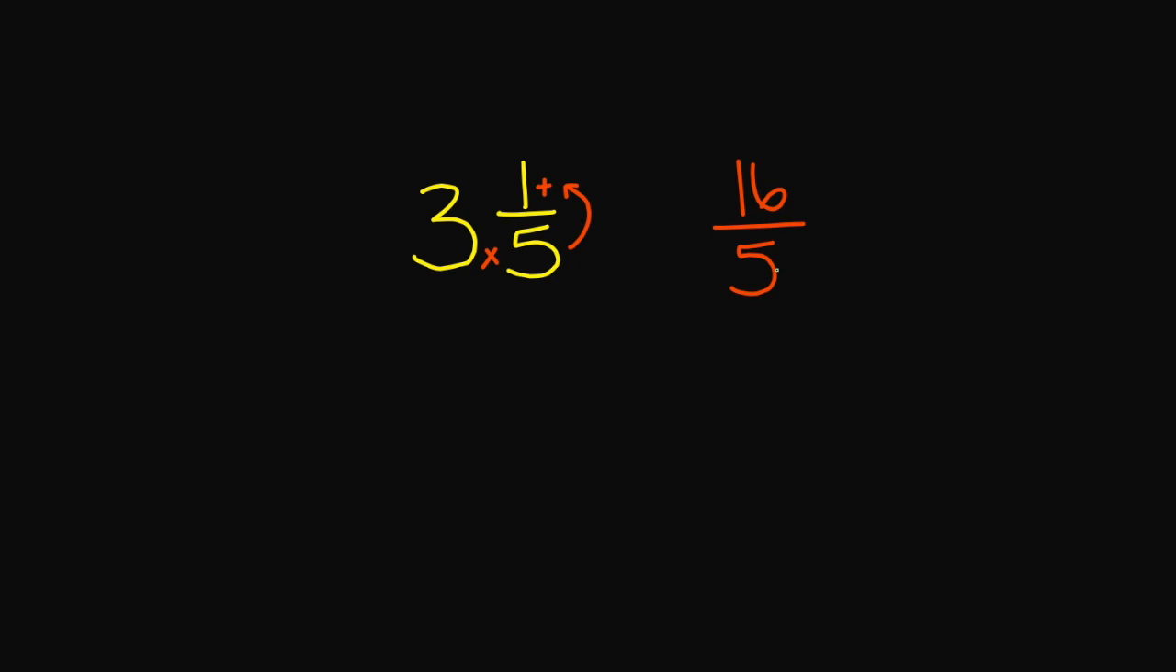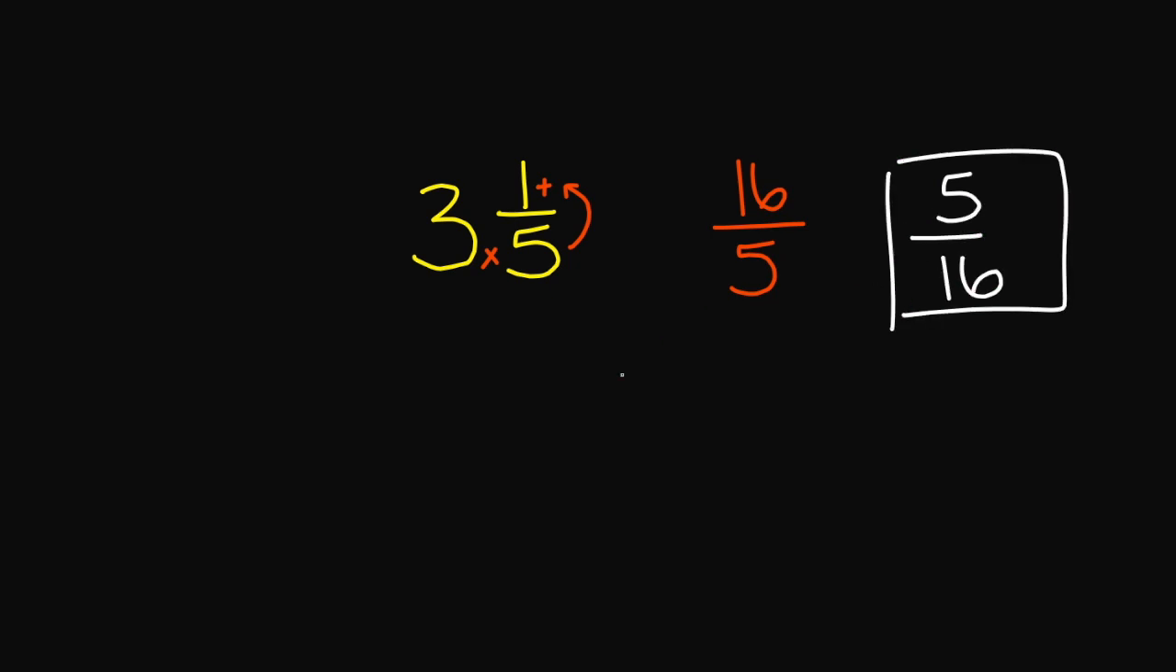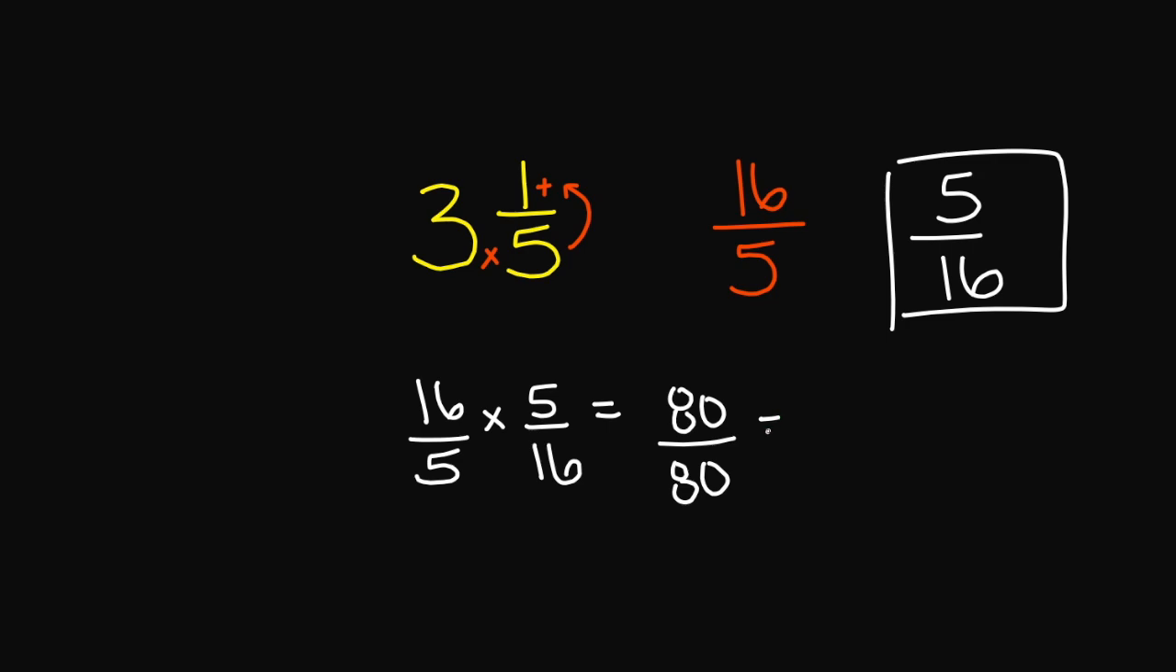Now we're going to find the reciprocal of 16 over 5. So the reciprocal is going to be 5 over 16, and this is our answer here. If you check 16 over 5 times 5 over 16, remember it has to equal 1. So 16 times 5 is going to be 80. You have 80 in your numerator, and then 5 times 16 is also 80. So 80 divided by 80 is 1. So we know that 5 over 16 is the correct answer.